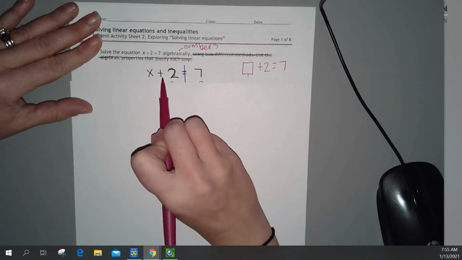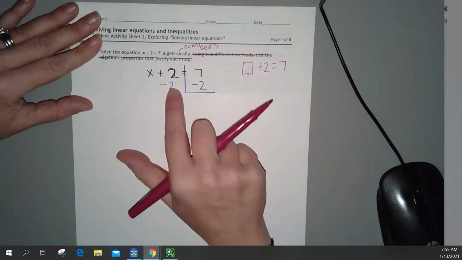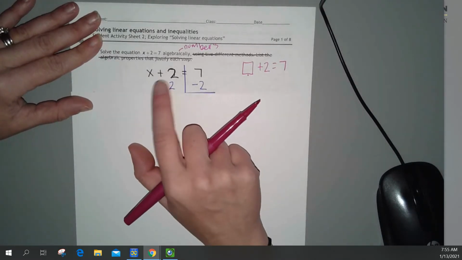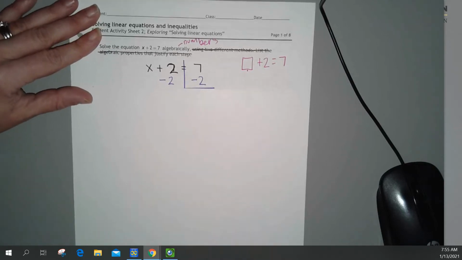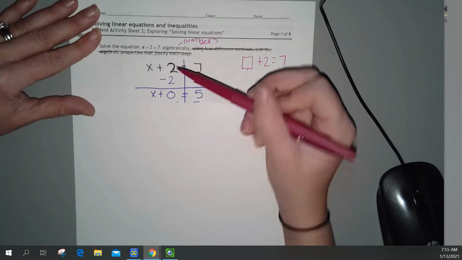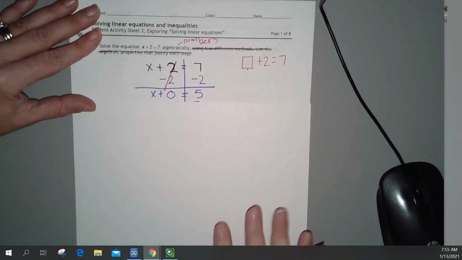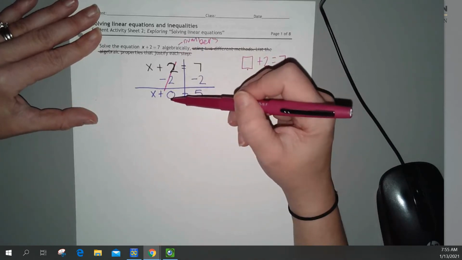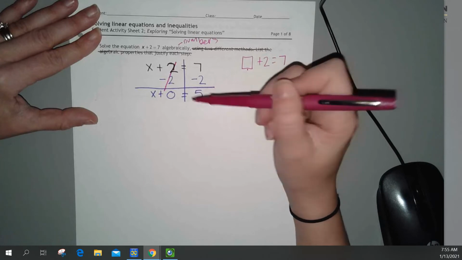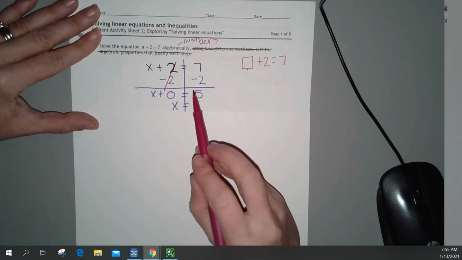Because this says plus 2, I want to do the opposite of minus 2. And as a reminder, whatever you do on one side, you absolutely must do to the other side. We've got to keep these equations balanced, okay? And when I do that, my plus 2 and minus 2 cancel to make a 0. And it says x plus 0 equals 5. Well, guys, we don't walk around and say, I have $5.00. We just say, I have $5. So we're just going to write that as x equals 5.